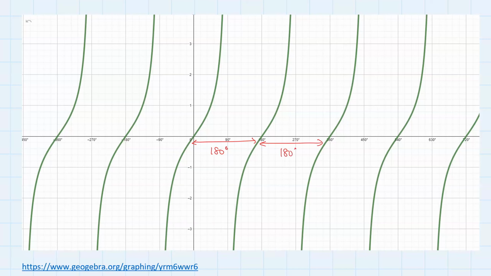We can see that for the tangent to be equal to 1, one of the angles is 45 degrees, halfway between 0 and 90. We can see the second solution that I talked about, 225 degrees, is also there, as well as the third solution, which is 405 degrees. We can see that these answers are 180 degrees apart.